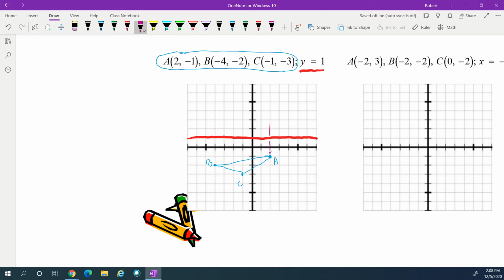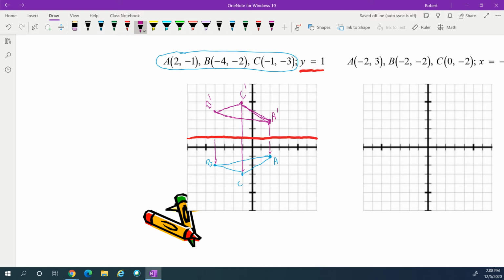A is 2 down, A prime is 2 up. C is 1, 2, 3, 4 down. So now we're going to go 4 up. 1, 2, 3, 4. B here is 3 below the red line, so we're going to go 3 above the red line. Connect the dots. And you have your reflection.